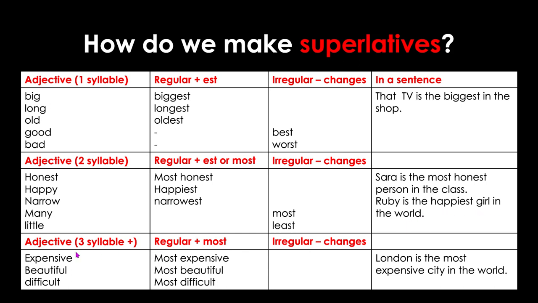Okay, so last one, if we have adjectives with three syllables or more, like expensive, we add most. So we say most expensive, most beautiful. London is the most expensive city in the world, right? Remembering that when we're using superlatives, we're saying it's like the number one of its kind, superlative.